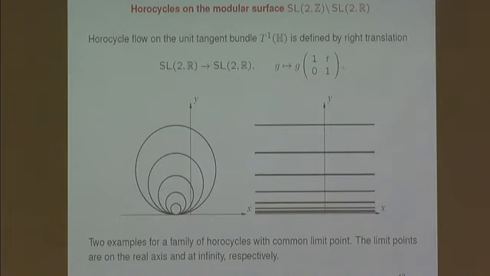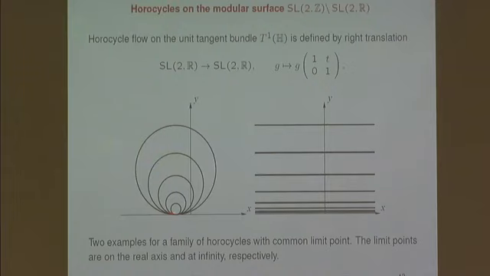So now we can define a horocycle on the modular surface, on the quotient space SL2Z over SL2R. The horocycle flow on the unit tangent bundle is defined by right translation. We pick a G in SL2R, and this corresponds to G times this special matrix, (1 T; 0 1). These are two different examples of horocycles. The first are circles with the limit point on the real axis, and the second are straight lines with the limit point at infinity, respectively.